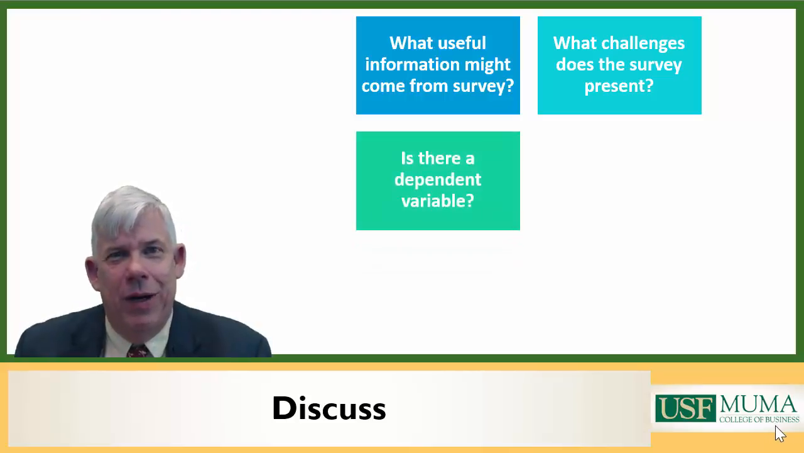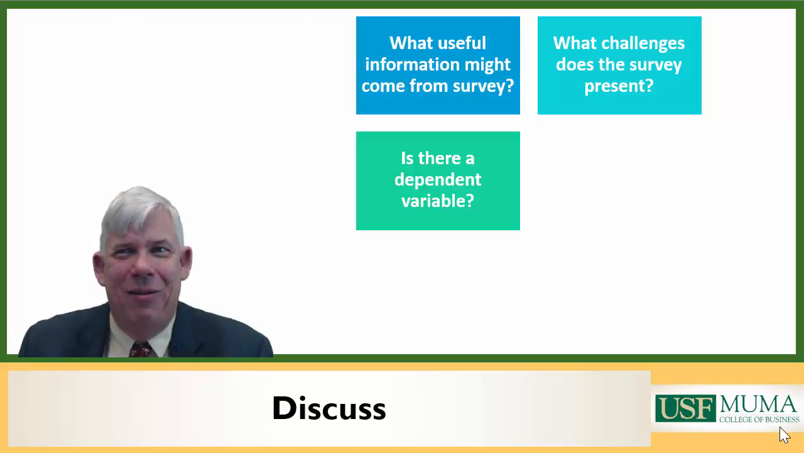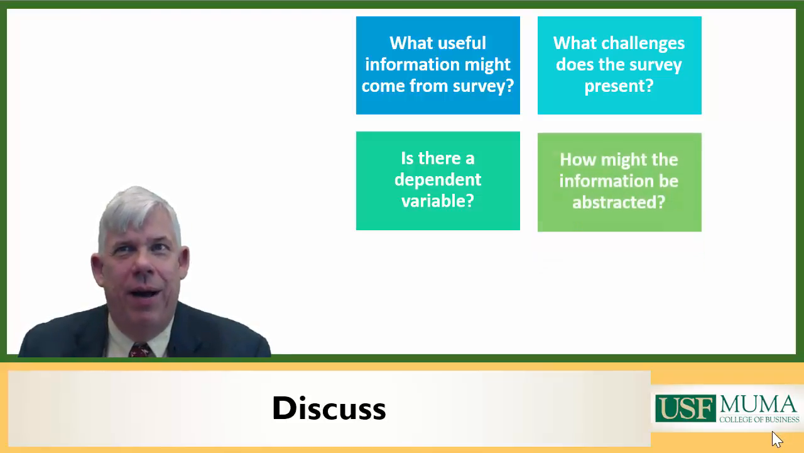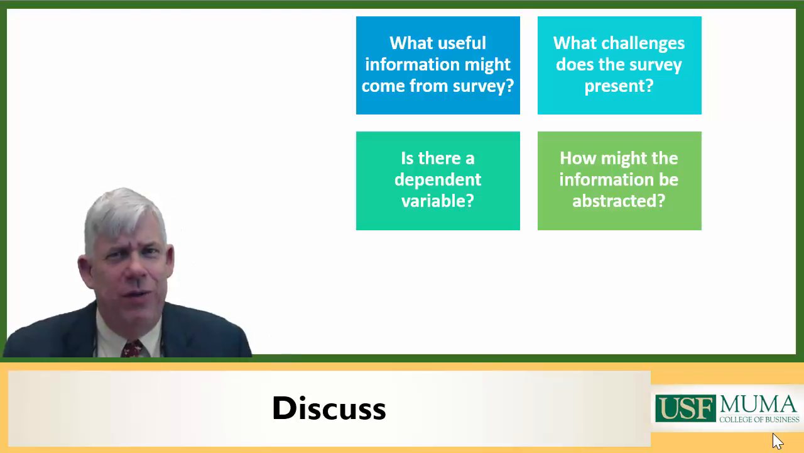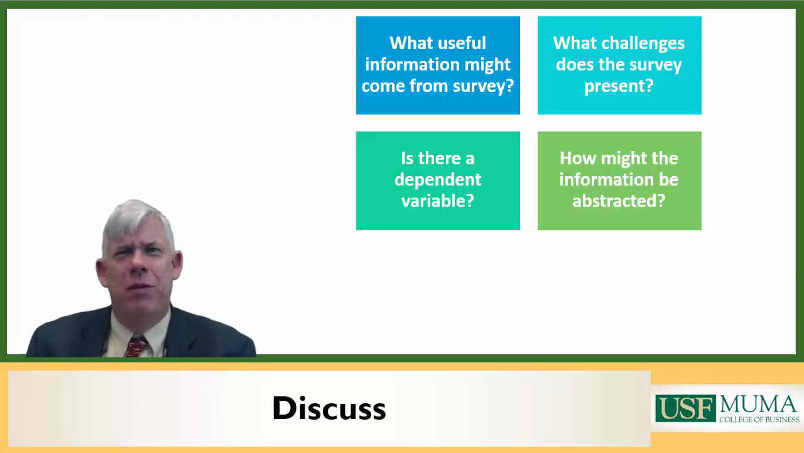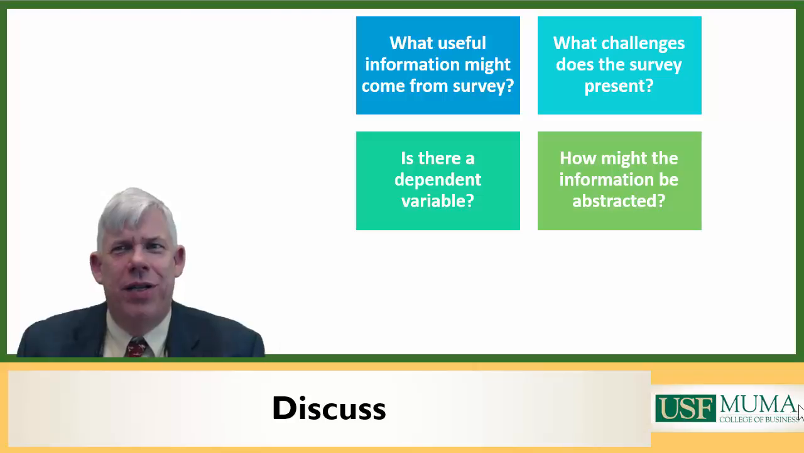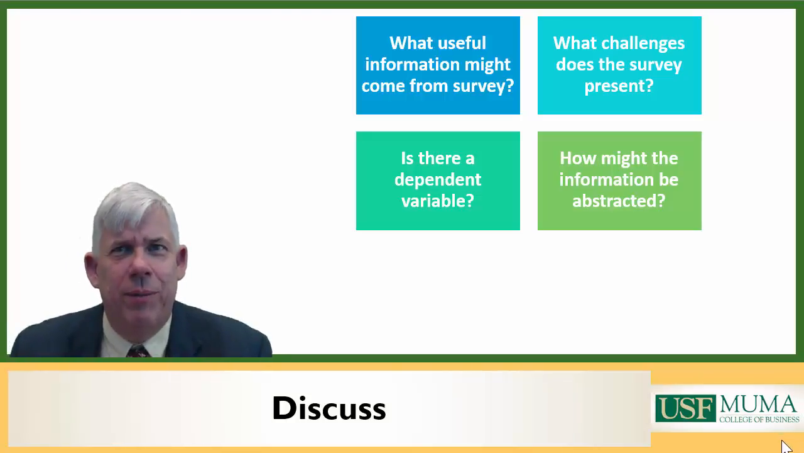Is there a dependent variable? Well, I think I let the cat out of that bag. No. Rather, what we're more interested in is finding relationships. How might the information be abstracted? If you start having 25 activities or 50 activities, you get so granular you can't really use it for anything. So what we're looking for is patterns among activities that will help us predict some of the things folks are doing.